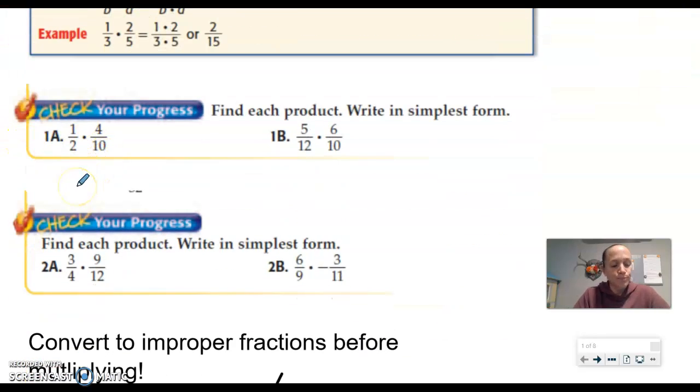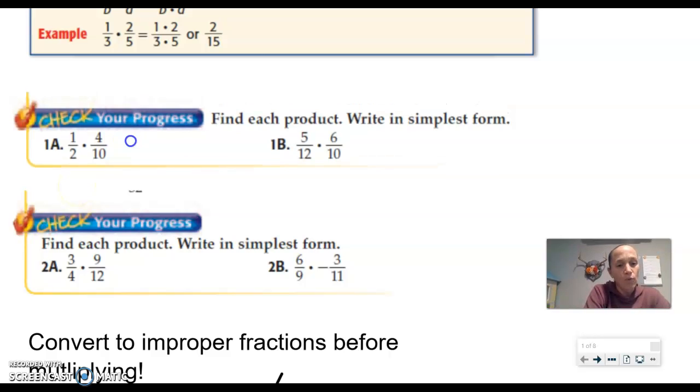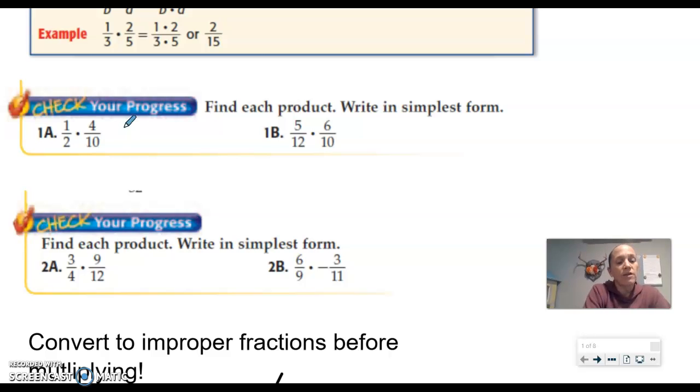Right? So it can be as simple as what you see in 1a. 1 times 4 is 4, and 2 times 10 is 20. Right? So 4 over 20. And then, of course, you do need to simplify, so that one would be 1/5. I don't know for sure if your 5th grade teachers talked about simplifying before you multiply, but it is an option. And so I want to show you what that looks like in case you want to try that.